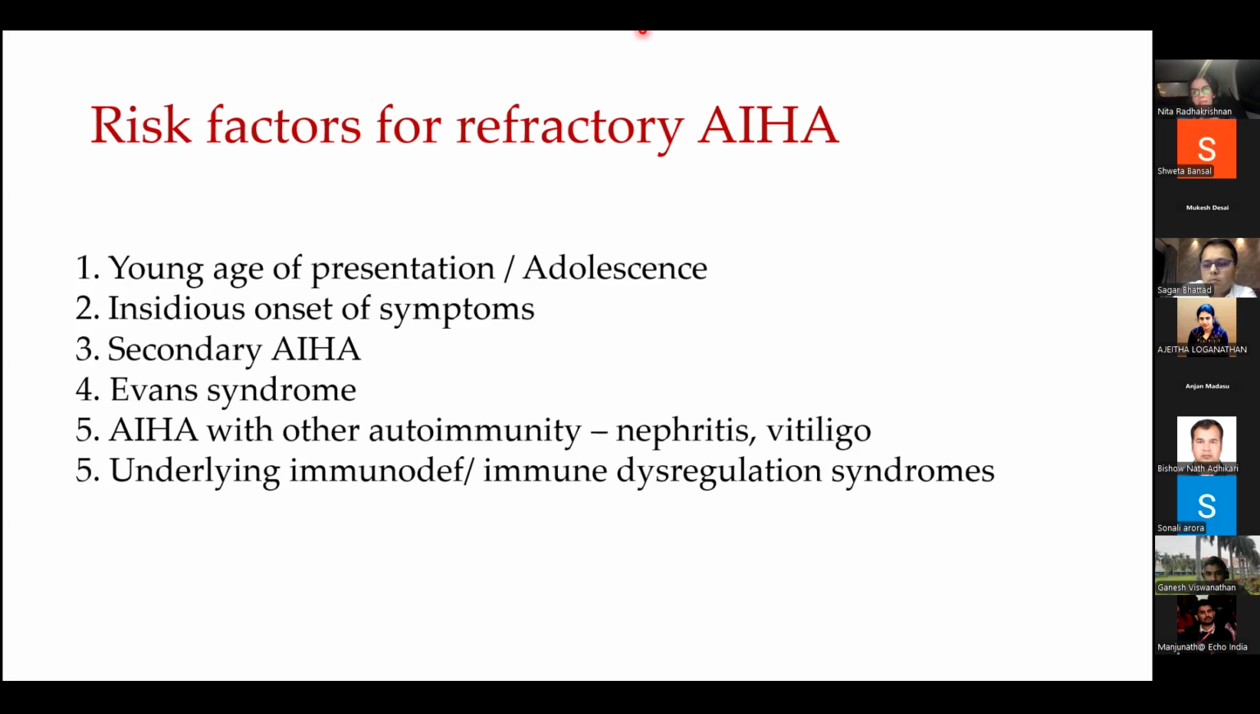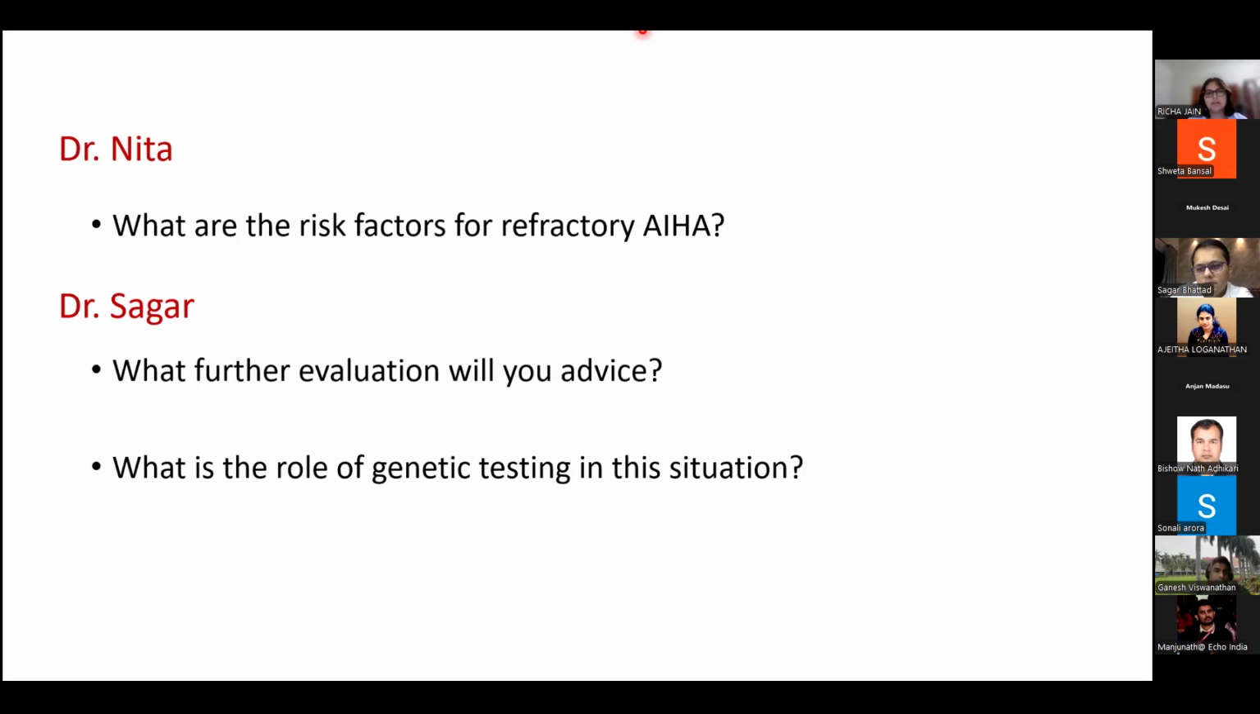All secondary AIHA, whether it is rheumatological conditions, immune deficiency, immune dysregulation, or HIV, these conditions also have a long course. And other autoimmunity: AIHA with another autoimmunity, for example thrombocytopenia, patients with vitiligo, nephritis, all of these presentations, again, there is something else which was there, which we have to identify, as was mentioned in the initial talk.